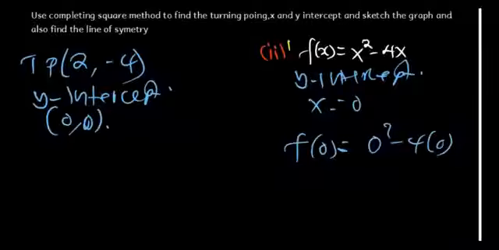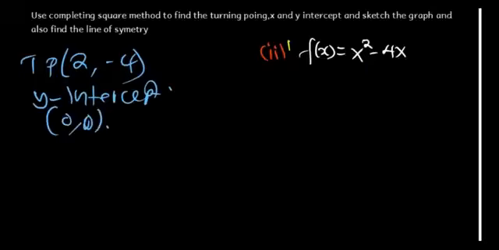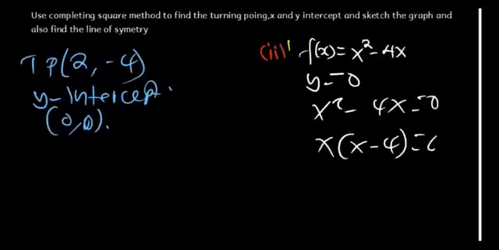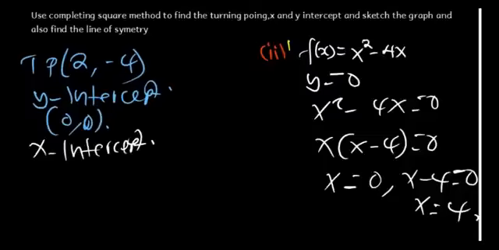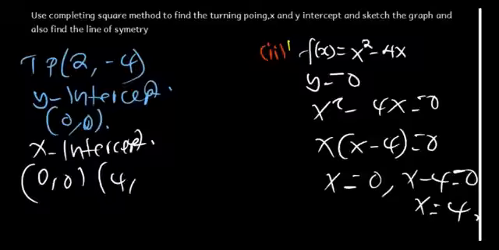Now to find the x-intercept, set y equal to 0. That will be our y has to be equal to 0. So it's going to be x squared minus 4x is equal to 0. I can factor out x, x minus 4 is equal to 0. So x will be equal to 0. At the same time, x minus 4 will be equal to 0. X is going to be equal to 4. So we have two x-intercepts, which are going to be 0 comma 0 and 4 comma 0.